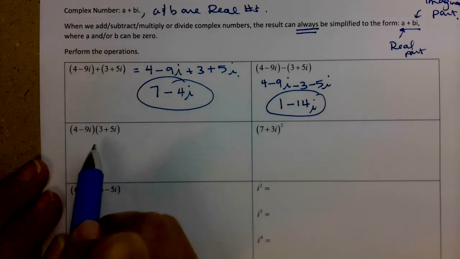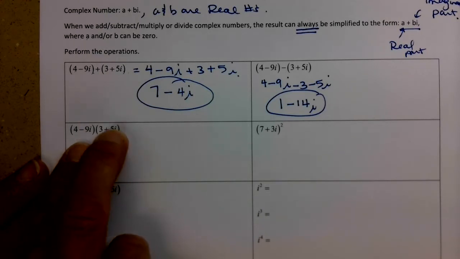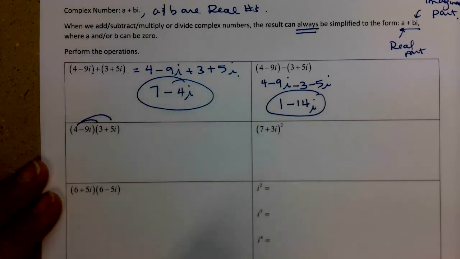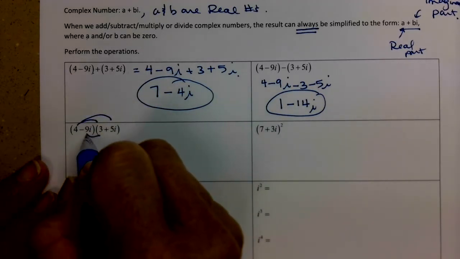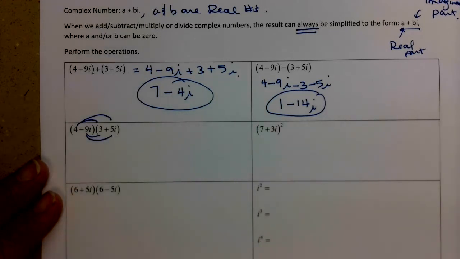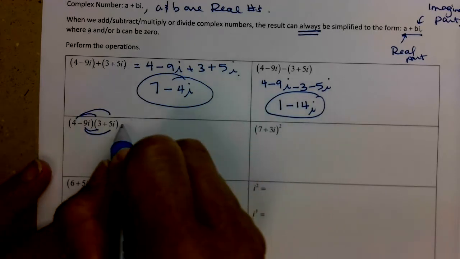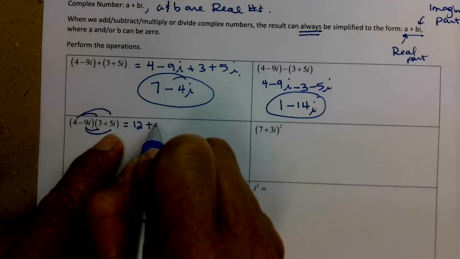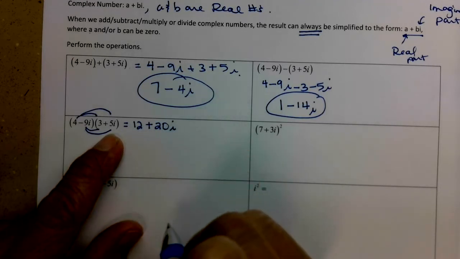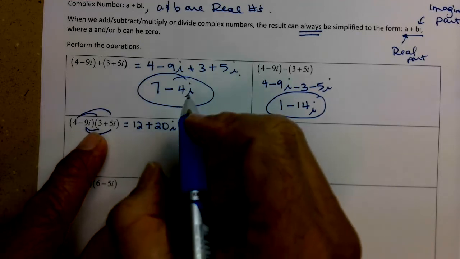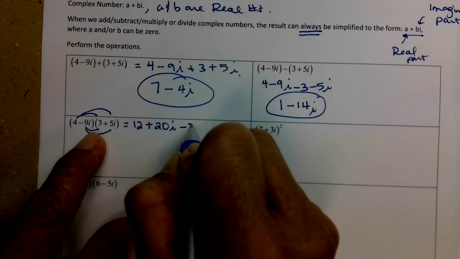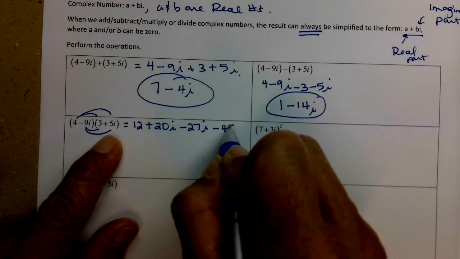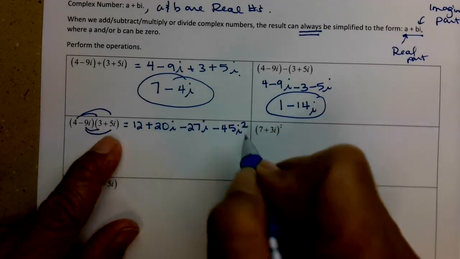Now when we multiply, let's take a look at multiplying. Doesn't it feel like binomial times binomial? Well, that's what we're going to do. We're going to take the 4 and multiply it through both parts in the second complex number. And then we'll take the negative 9i and multiply it by both parts of the second number. Or FOIL, if you do the FOIL method. So 4 times 3 is 12 plus 4 times 5i, which is 20i. Then I have negative 9i times 3, so that's minus 27i. And then lastly, I have minus 45, and then i times i is i squared.